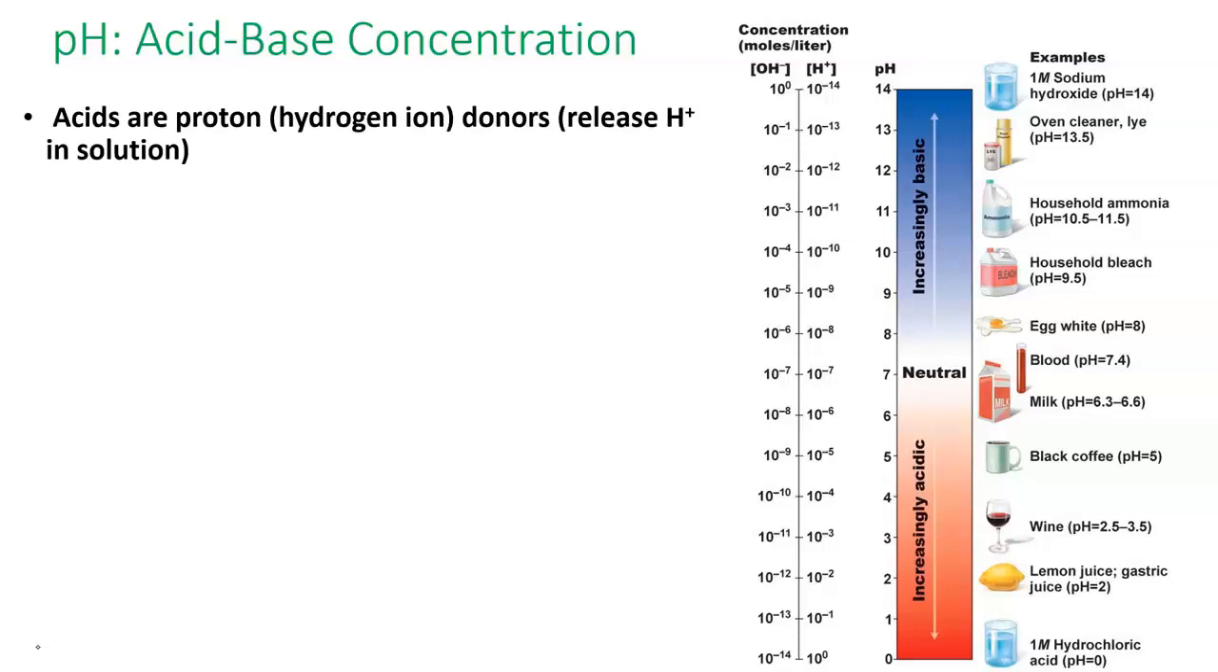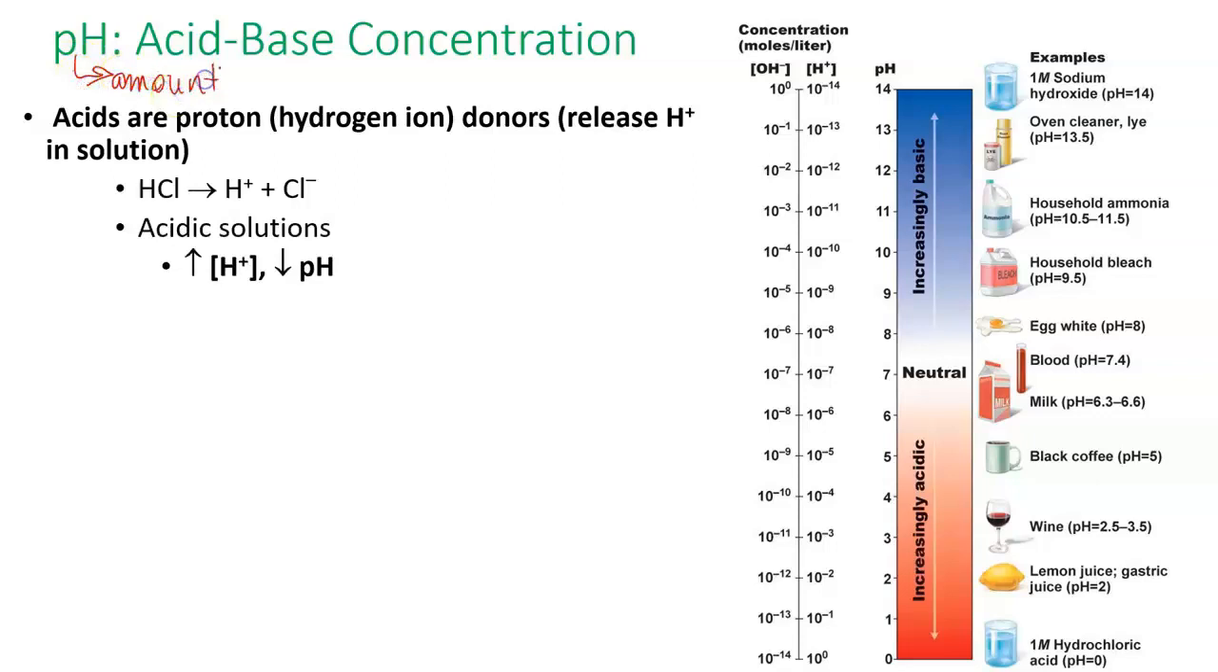pH is the amount of hydrogen ions. When we're measuring the pH of something, we're looking for how many hydrogen ions are freely floating in that solution. Acids are proton donors. They have a lot of free-floating hydrogen ions, and they can release hydrogen ions when put in solutions.